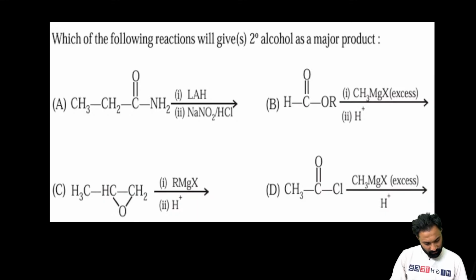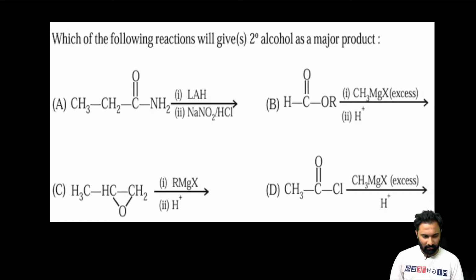Answer is C. Now, secondary alcohol as a major product, answer is C. Now what will the first one give? My dear friends, what will the first one give? First one gives alkene.